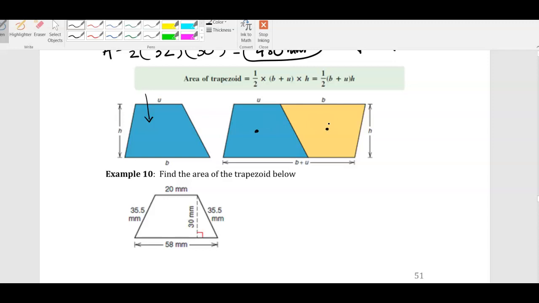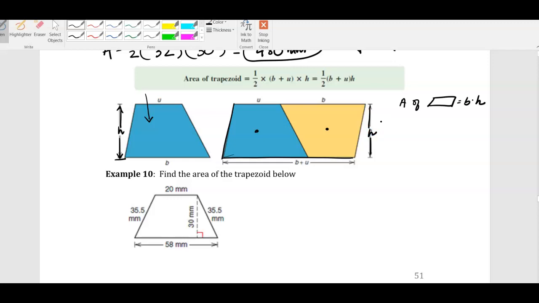So you doubled that blue trapezoid, you made an additional one, and you flipped it around. What you would get is a parallelogram. And we know that the area of a parallelogram is base times height. So let's use that, okay, and let's ask ourselves, well, what's the height? Well, the height of the trapezoid is going to be this distance, which is the same height as the parallelogram.